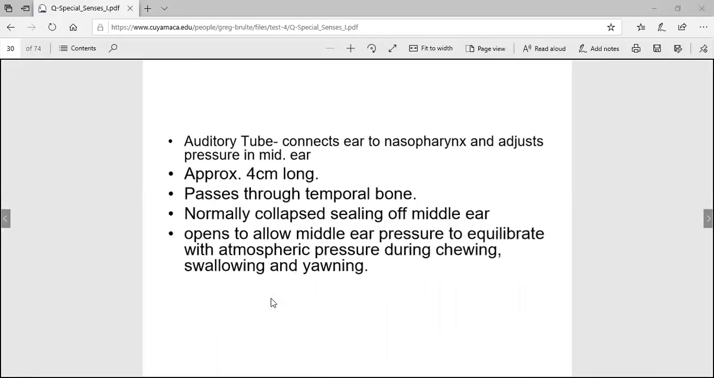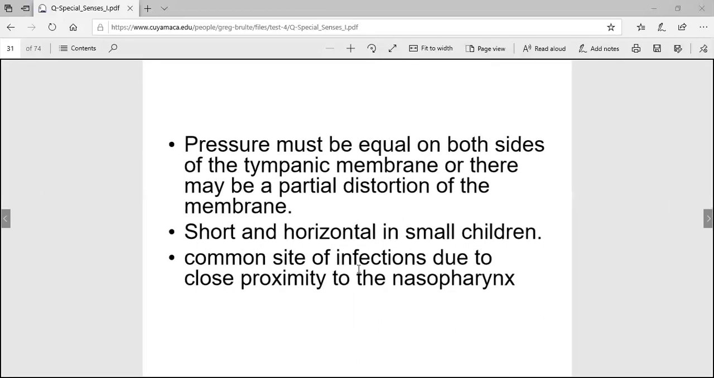The auditory tube is about 4 centimeters long and passes through the temporal bone. It's normally kind of collapsed or sealed off, but you can pop your ears, and basically that allows the pressure to equilibrate with the atmospheric pressure outside. You know, like chewing or yawning and swallowing can cause that little pop. The pressure must be equal on both sides of the tympanic membrane, or there might be a distortion of the membrane.